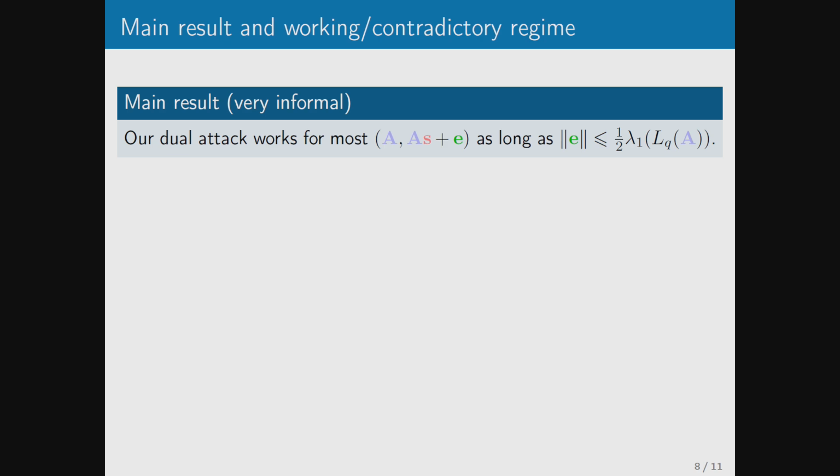And by doing all of this, skipping many details, of course, we are able to show that our simplified dual attack works for most LWE samples. So again, most matrices A, most choices of E, as long as E is not too large. And not too large means at most half the length of a shortest vector in this lattice L_q of A. So that's the construction A from the matrix A. And just a side note here, it actually depends on the whole matrix A and not just the dual part of A, which might be slightly counterintuitive.